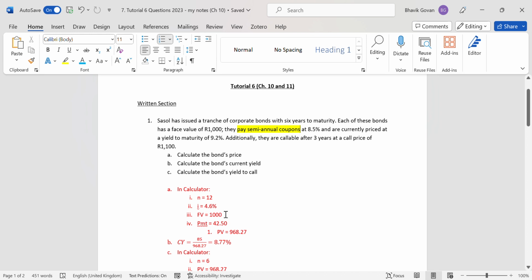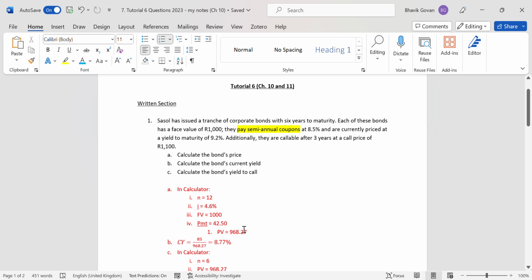And then I is 4.6%. What we basically did is we took our 9.2% and we divided it by 2. So we took the annual yield to maturity and we divided it by 2 because we are paying 2 coupons in a year. And then the future value, or the face value, is 1,000.